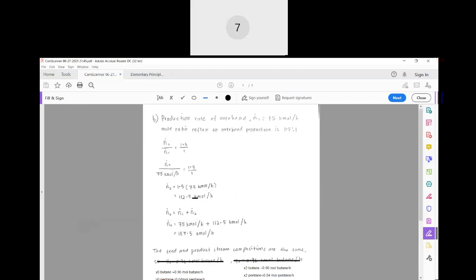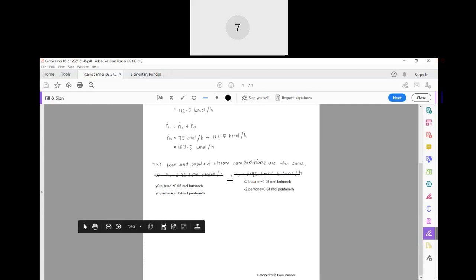So this is how we get the total molar flow rate at the feed stream. The molar flow rate at the overhead stream, we add to the molar flow rate at the reflux stream, and we get the molar flow rate at the feed stream, which is 75 kmol per hour plus 112.5 kmol per hour, and we get the molar flow rate at the feed stream is 187.5 kmol per hour.